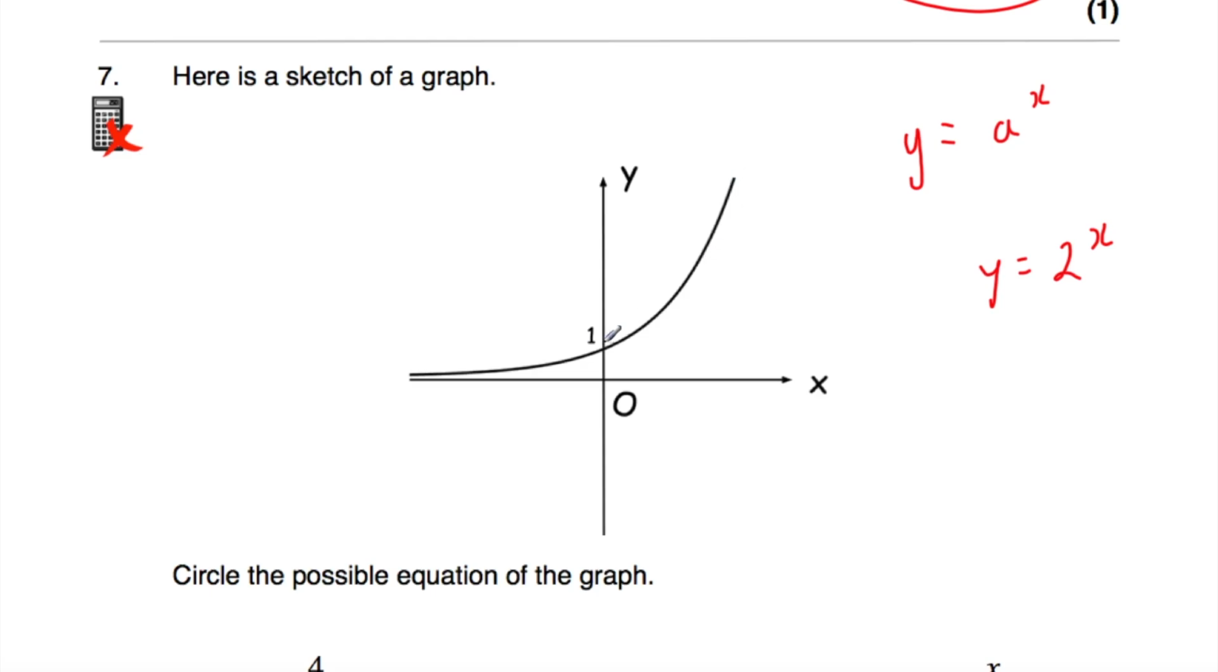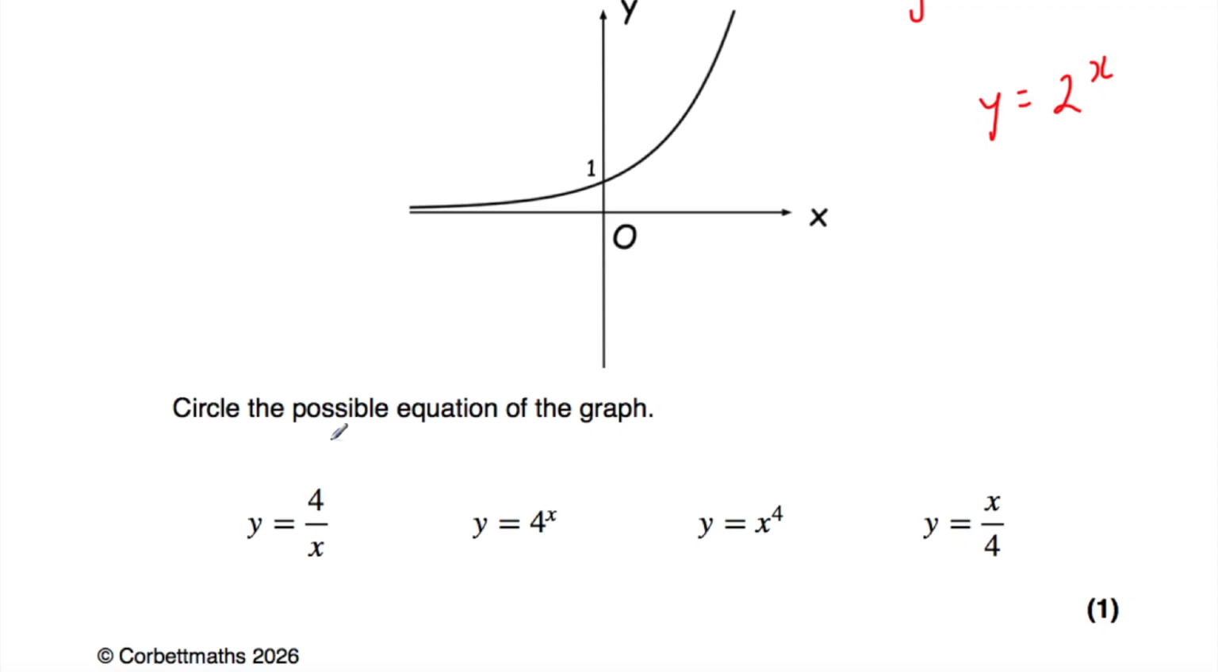right hand side. In terms of the left hand side, when you've got negative powers, such as 2 to the power of negative 1, that's equal to a half. 2 to the power of negative 2 is equal to a quarter, so it comes down and it approaches the x-axis but never reaches it. So this graph here is an exponential graph, so let's look for an equation that looks something like this.